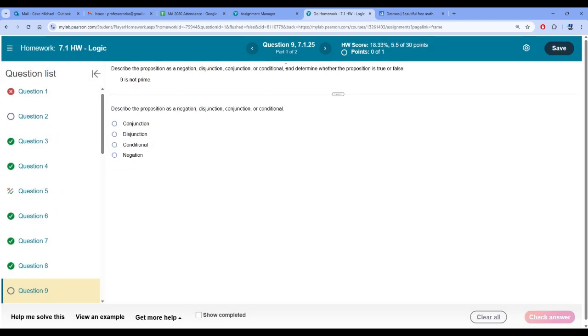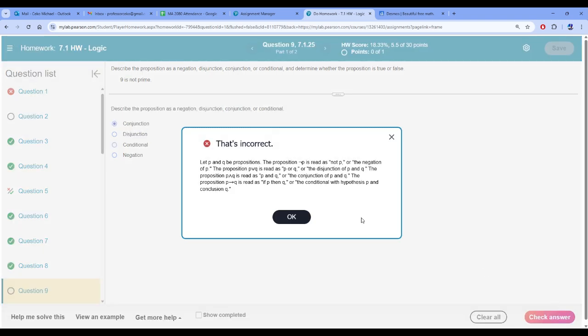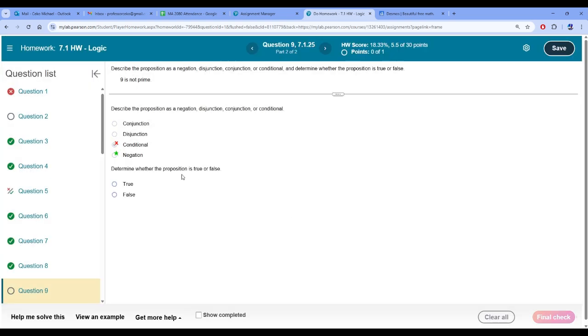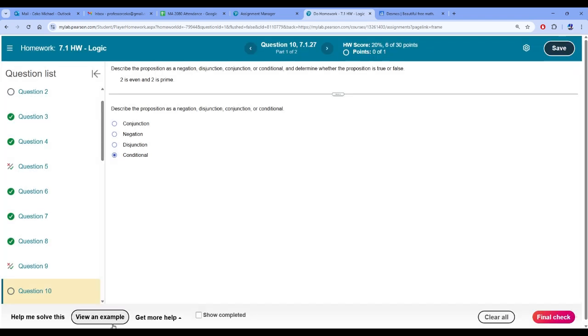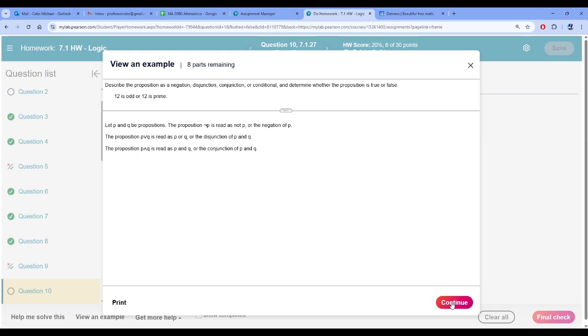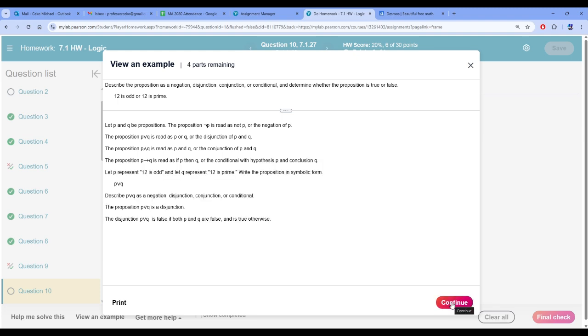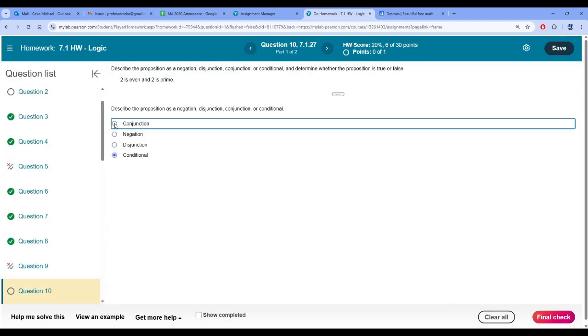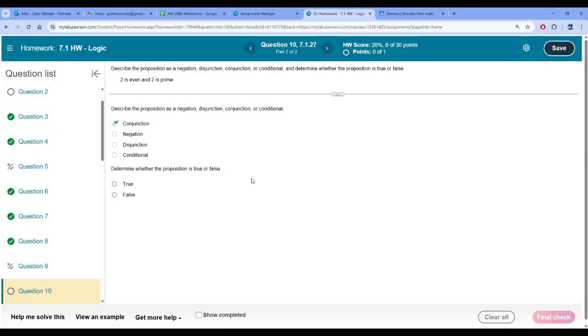Describe the proposition as a negation, conjunction, and true or false. 9 is not prime. Conjunction, I think? No. Conditional? Negation. It's not prime, it's true. 2 is even and 2 is prime. I think that's conditional. Is it going to give me what the definitions are? Conjunction. Is this true? It is true.